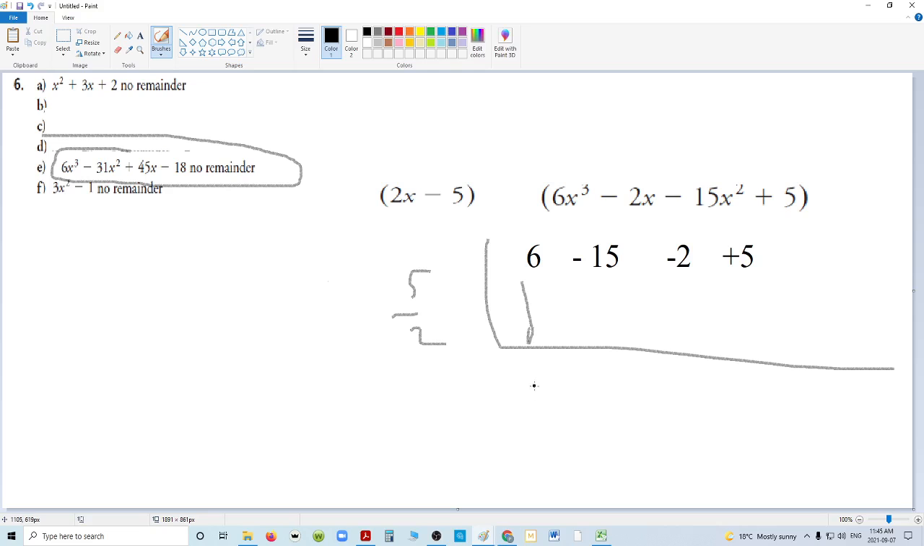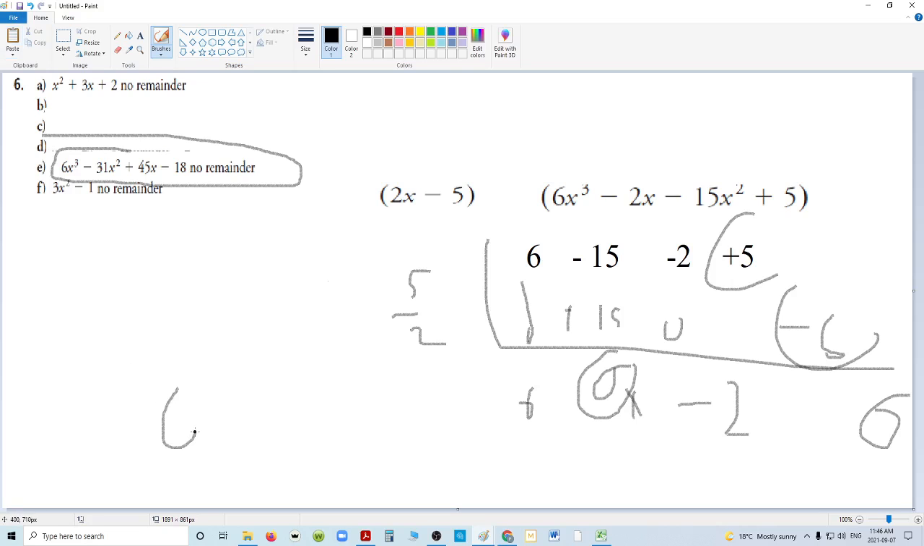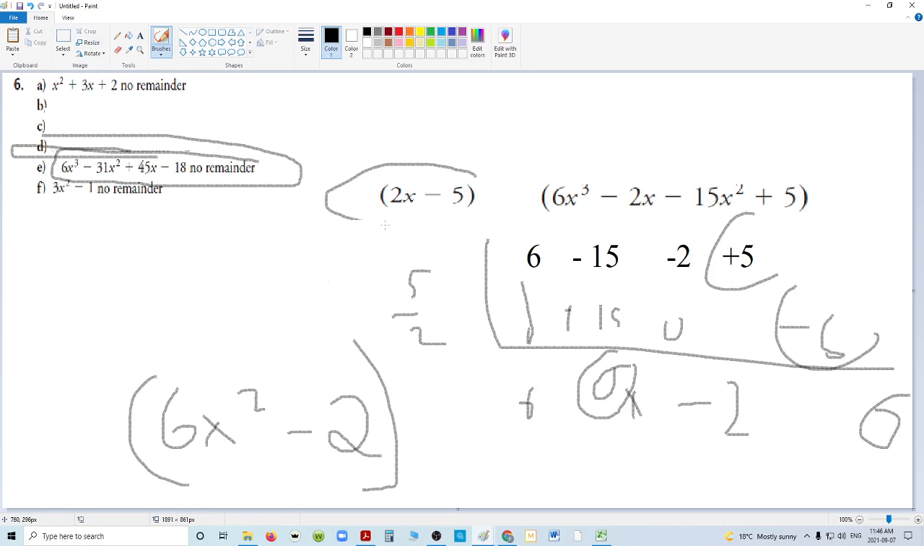Start by bringing down the 6. Multiplied by 5 over 2 becomes 15. When I add those, I get 0. When I multiply it, I get 0, which means that the x area will be empty. This is the x squared, because it's 1 less. So it's going to be 6x squared plus 0x. When I add these, I get minus 2, so that's going to be the number. When I multiply it, minus 2 cancels out with the 2, and I get minus 5. Plus 5 minus 5, 0. So that means it's going to be a factor of plus 6x squared minus 2. So there you go. And it has no remainder, which means this is a factor.